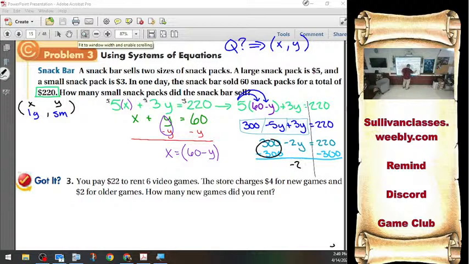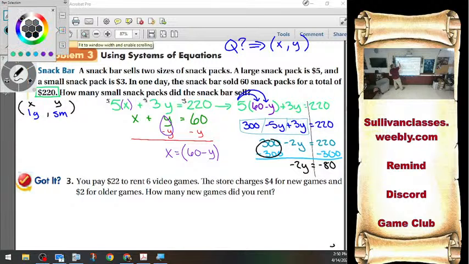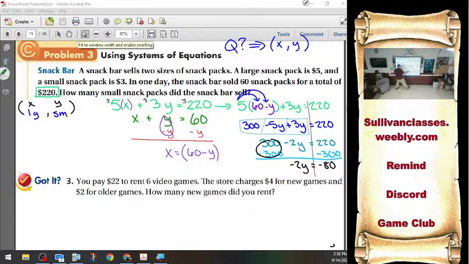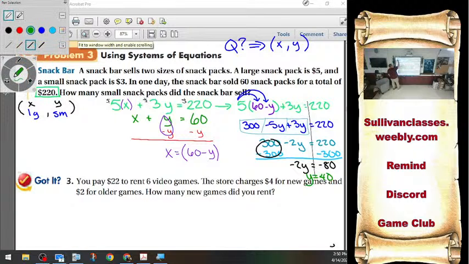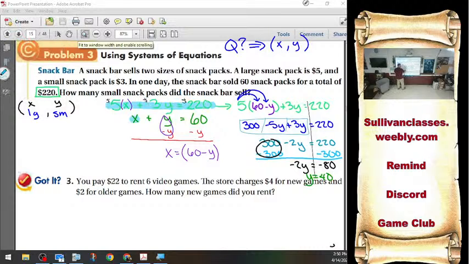Zero's out. I got negative 2y is negative 80. Divide, and finally, got y is 40. Now, thankfully, I got a real easy place to put that. Should I put y equals 40 into this, this, or this? Right? If I just jam 40 in there, 60 minus 40, I'm done.